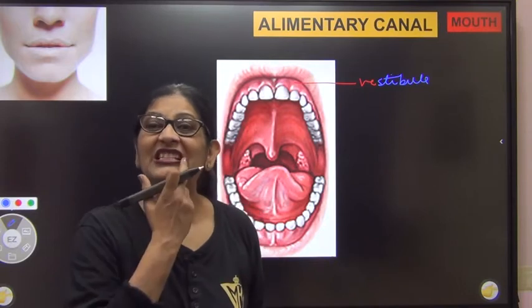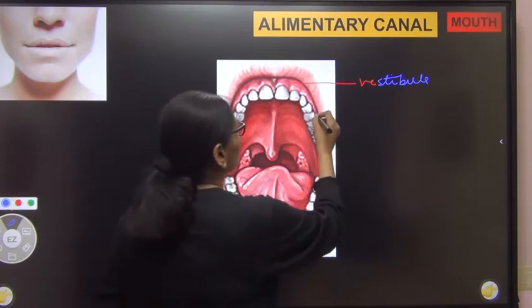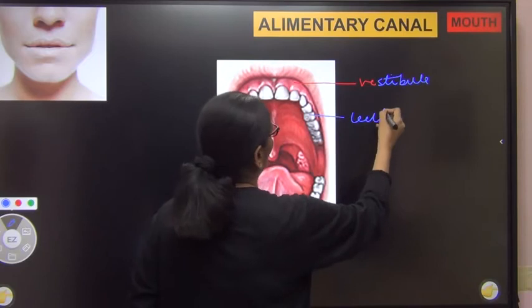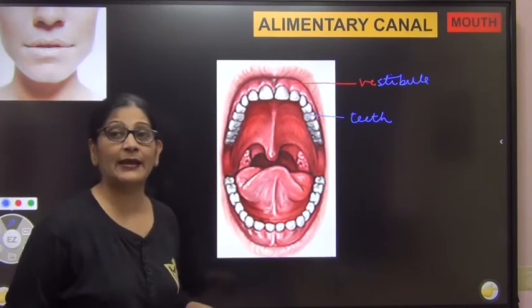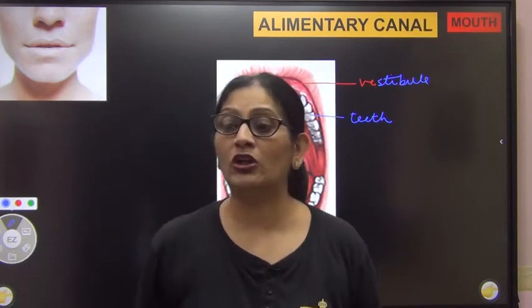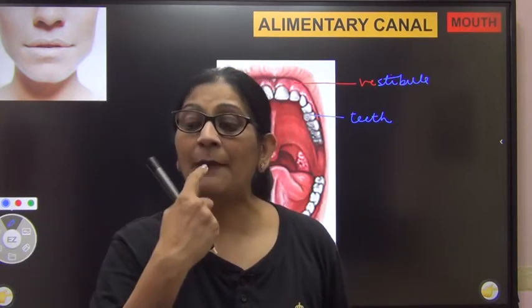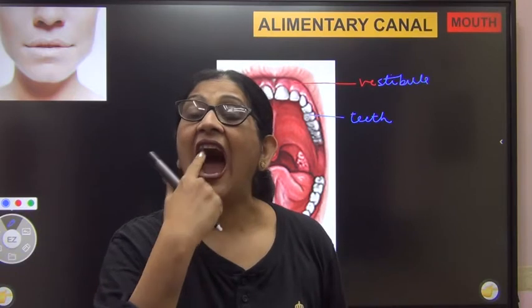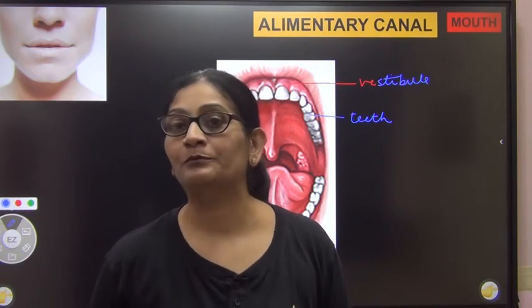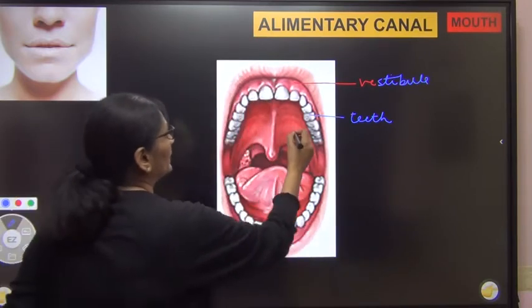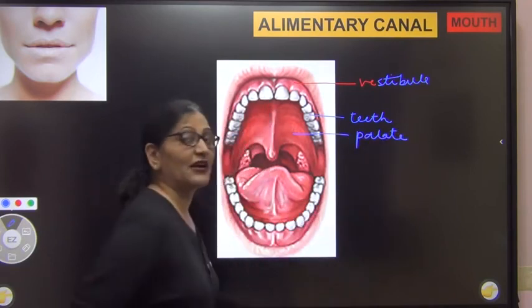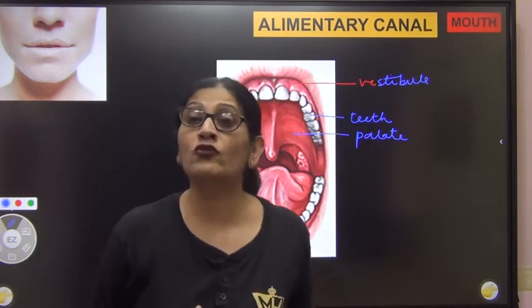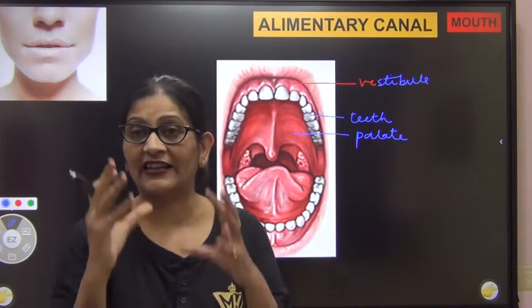Below the vestibule you have your teeth. Teeth definitely have a role in digestion. They churn the food and mix it. After that, when you open your mouth or the buccal cavity, here on the upper side, this is called the palate. This upper part is called the palate. What is the function of the palate, dear? The palate helps to grip the food. It helps to provide grip.